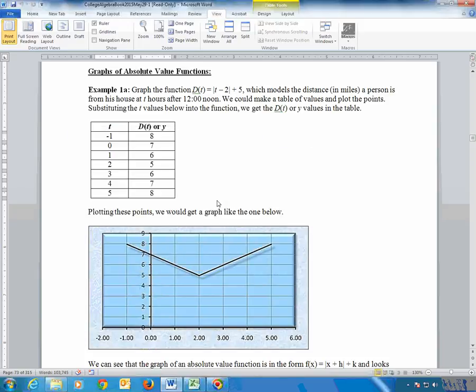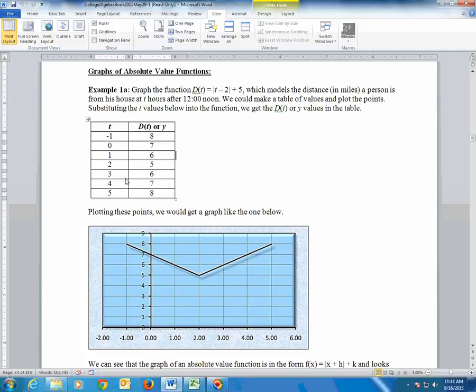Okay, this is on graphs of absolute functions, and here's an absolute value function right here. D of t equals the absolute value of t minus 2 plus 5. So absolute value makes a number positive. So I'm just going to plot some points in here to see what it looks like. Like, for example, substituting -1 in here. -1 minus 2 is -3. Absolute value of -3 is 3, and 3 plus 5 is 8.